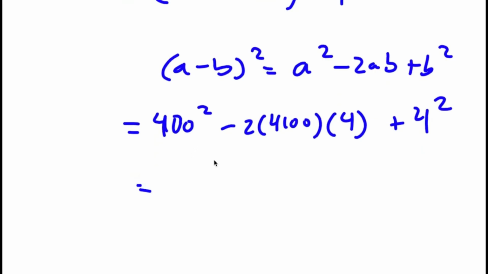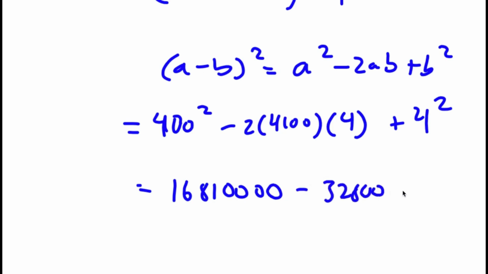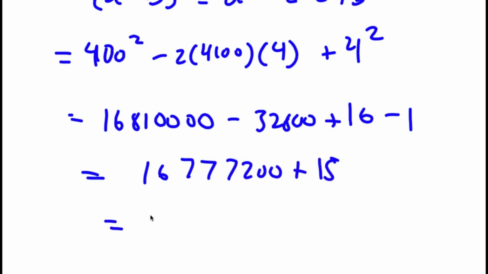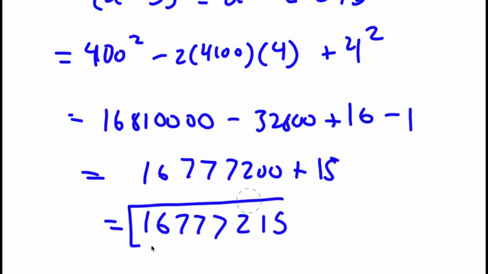Now 4100 squared, that's going to be 16,810,000. Now I have this minus 32,800 plus 16, and then we can't forget our negative 1 at the end. So now all of this is going to equal 16,777,200 plus 15, which is equal to 16,777,215. So this is my answer.